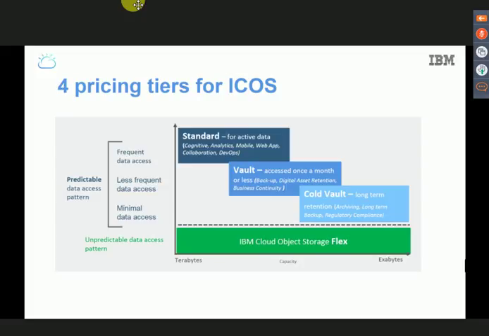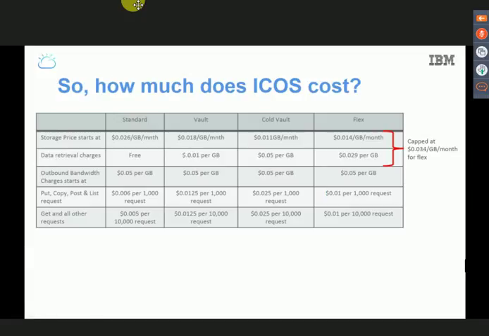It can be quite tricky, I can tell you, to calculate the overall cost when you are adopting a cloud object storage. Because you see right here, for standard, vault, cold vault, and flex, there are 1, 2, 3, 4, 5 kinds of charges that you have to pay. And for a customer, for somebody who has not been in this area, it can be quite daunting. It could be quite inaccurate to estimate what would be the monthly invoice.